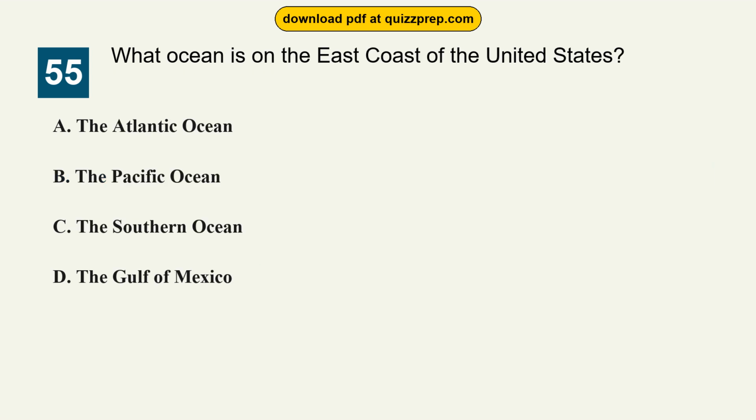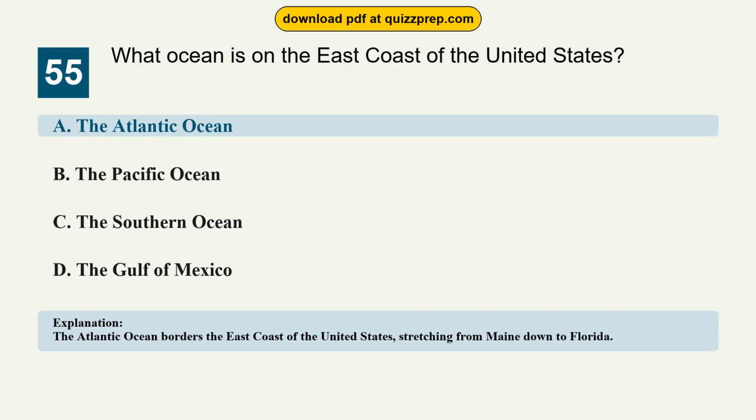Question 55. What ocean is on the east coast of the United States? Option A, the Atlantic Ocean. Option B, the Pacific Ocean. Option C, the Southern Ocean. Option D, the Gulf of Mexico. The correct answer is option A, the Atlantic Ocean. The Atlantic Ocean borders the east coast of the United States, stretching from Maine down to Florida.